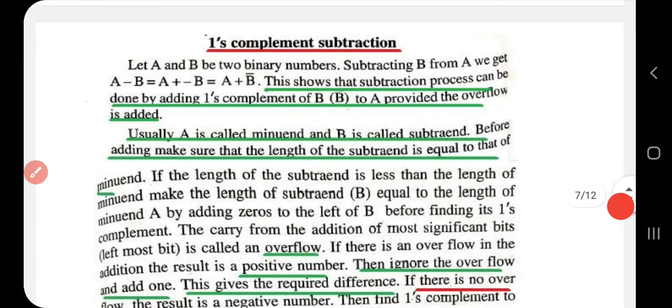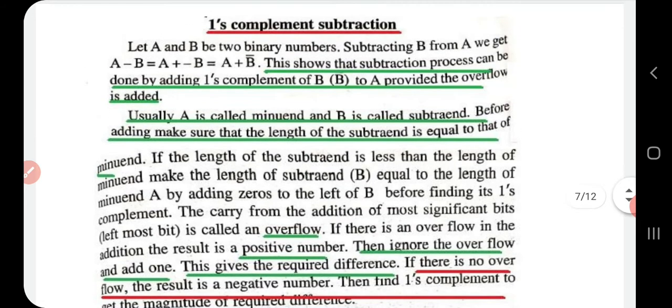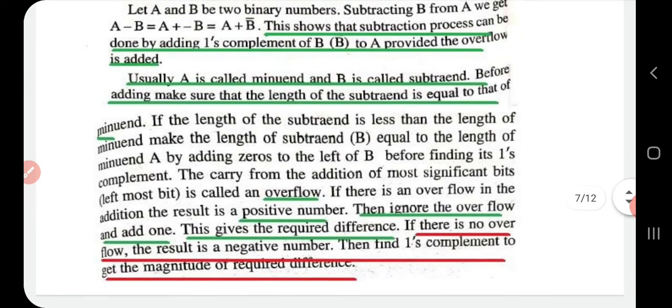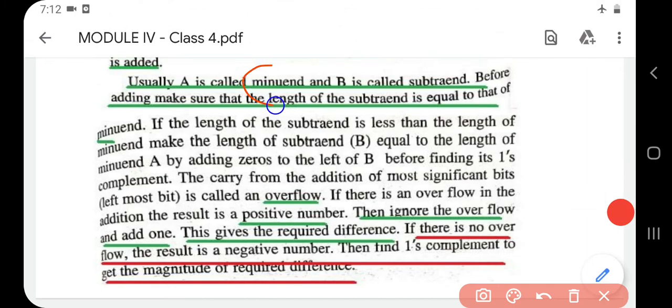Now you are going to study 1's complement subtraction. These are actually a few steps. Those steps you have to learn thoroughly, and they will be clear if you work out an example. Suppose that you are asked to subtract b from a. You are given two numbers and you are asked to subtract b from a.